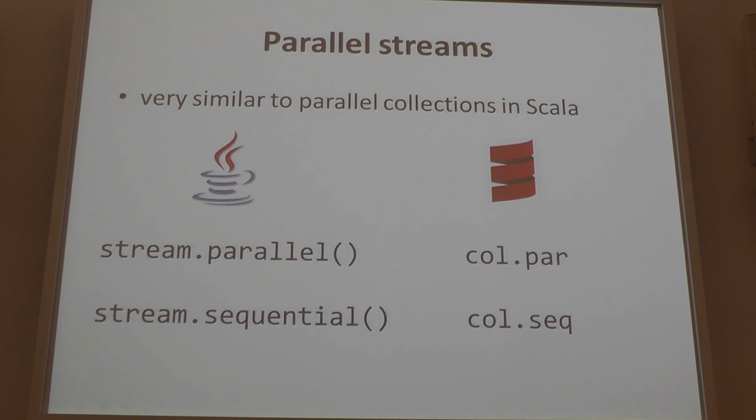So the only thing you need to do to turn your sequential code to parallel code is to invoke this method, much similar to what you do in Scala.